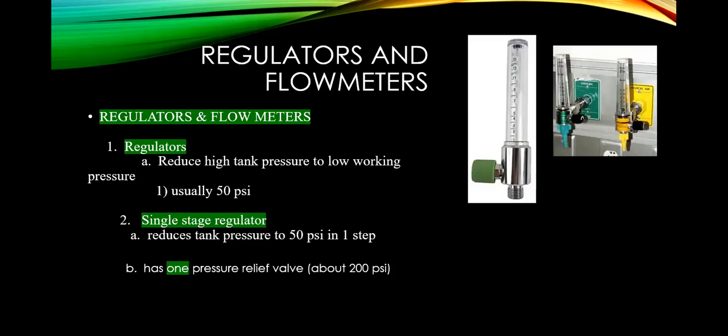All right, and finally, regulators and flow meters. Regulators reduce high tank pressure down to a standard working pressure of 50 PSI. You can have either a single stage regulator or a multi-stage one. All you do is count the reducing valves. If the regulator has two reducing valves, it's a two stage regulator. If it has three, it's a three or multi-stage regulator. If it only has one reducing valve, it's a single stage regulator, okay? It does the pressure reduction in one step, okay?